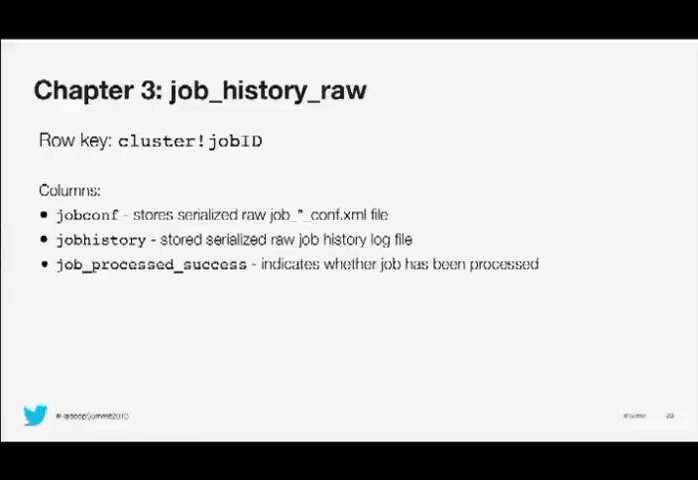So job history raw. This table is keyed by the simple combination of the cluster identifier and the encoded job ID. And this allows us, given a job ID, to easily re-retrieve the raw conf XML and history log files. There are just a few columns in this table. The job conf column stores the configuration XML. Job history stores the raw job history log. And finally, there's an additional status column, job process success.